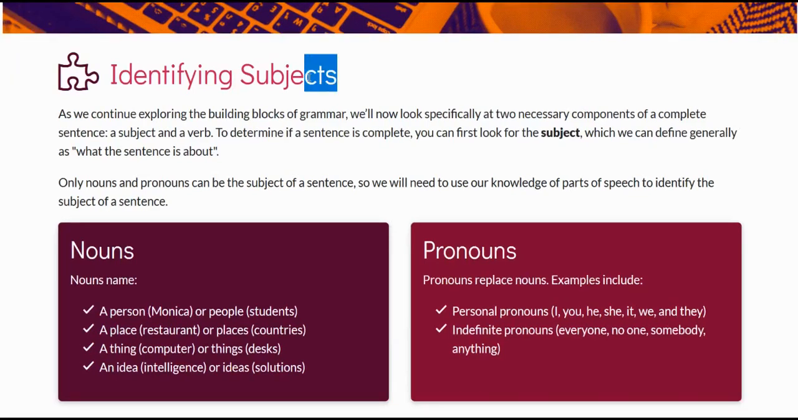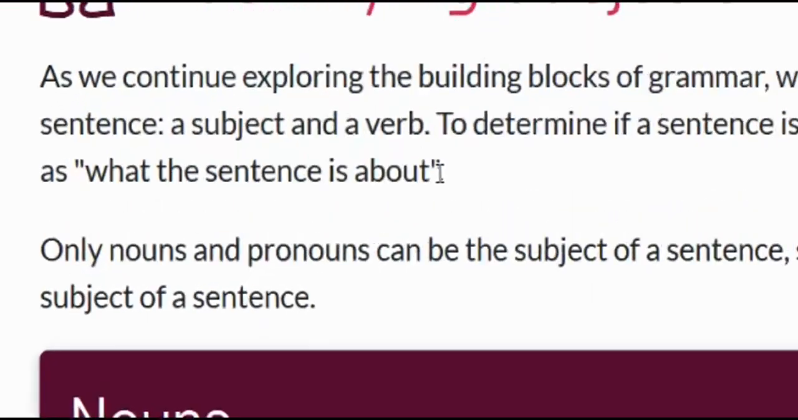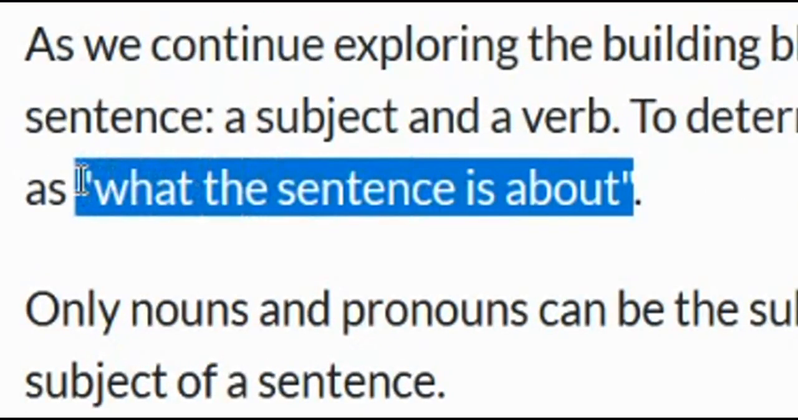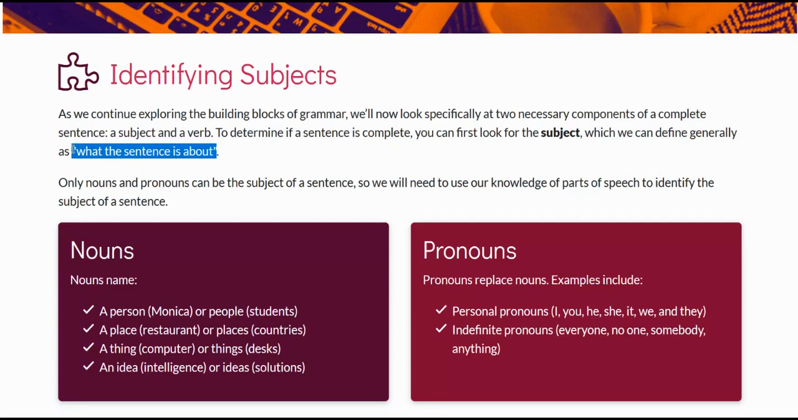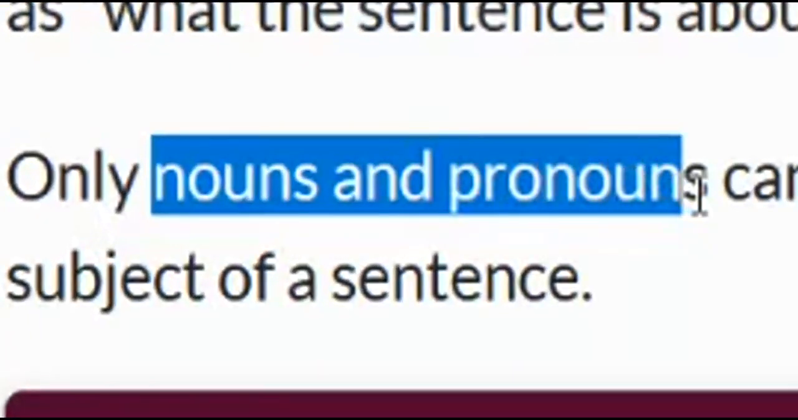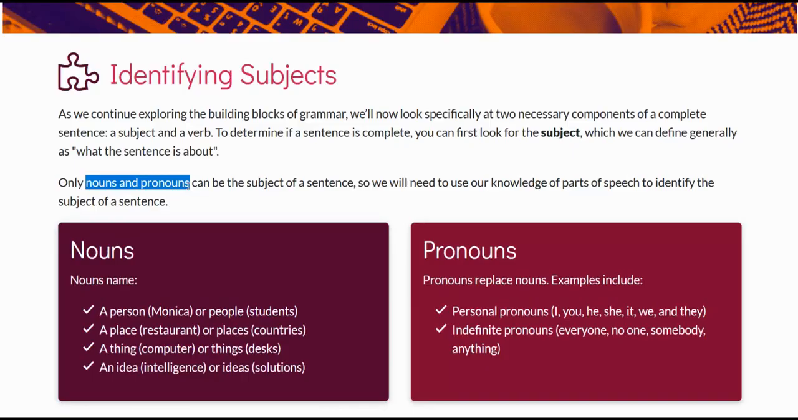Let's look first at subjects, the part of the sentence that explains or identifies what the sentence is about, generally. It's important to understand that only nouns and pronouns can be the subject of a sentence. These are the parts of speech in the English language that name things. If you need a review of parts of speech, you can find the Building Blocks of Grammar Parts of Speech review material in week 3 content.